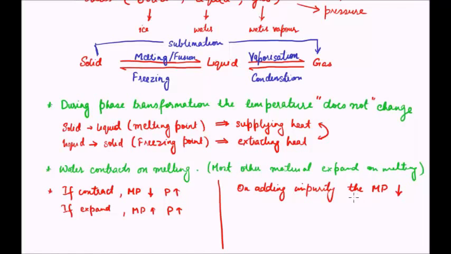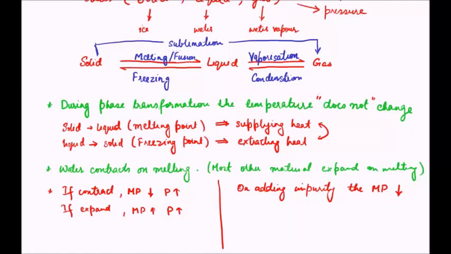Now let me see the other aspect of it. We have seen this part, solid to liquid. Let us see liquid and gas relation. So liquid and gas relation, what is it called? Liquid to gas is vaporization, and what is the temperature called? The temperature is called boiling point.